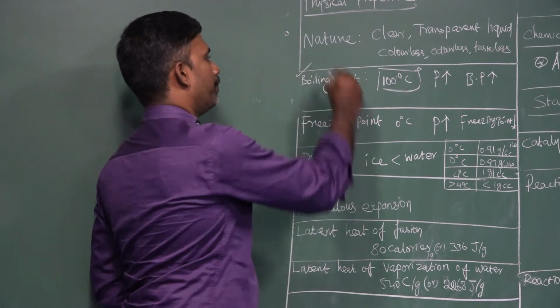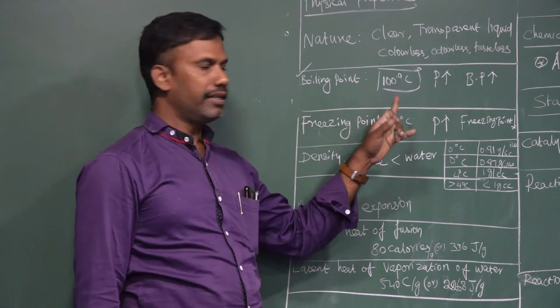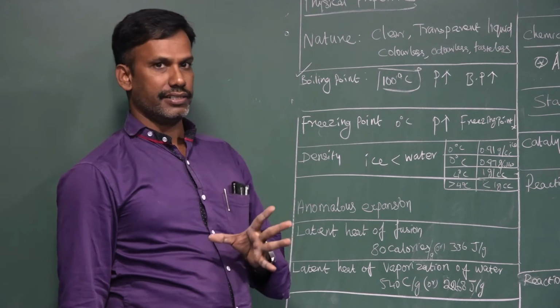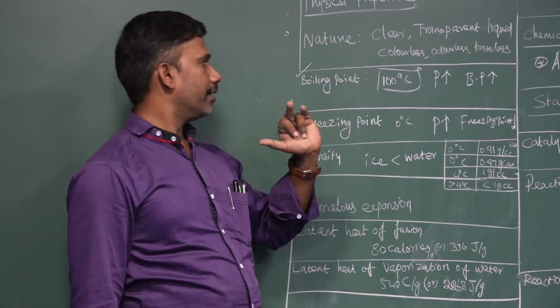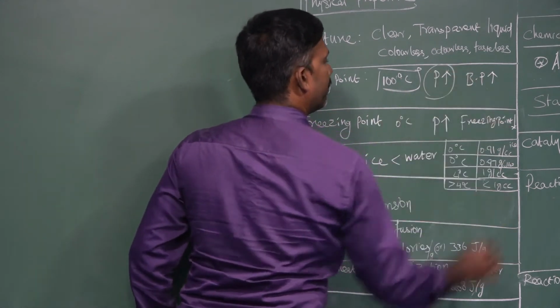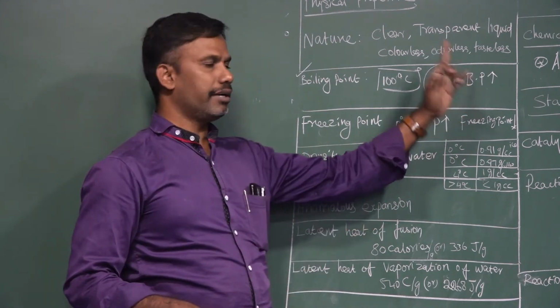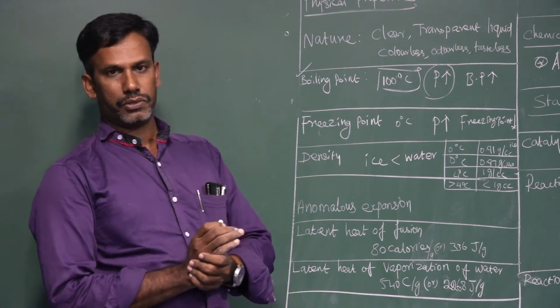Then let us move on to the boiling point. What is the boiling point of water? As you know very well, at 100 degrees Celsius it starts boiling. Then, what is the effect of pressure on boiling? When the pressure increases, the boiling point also increases.